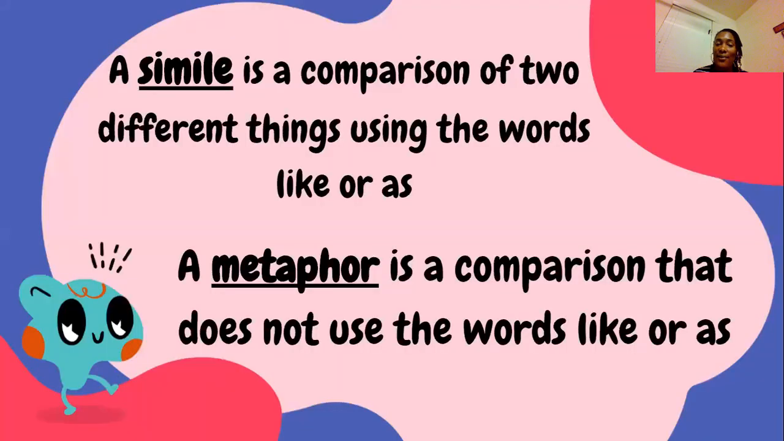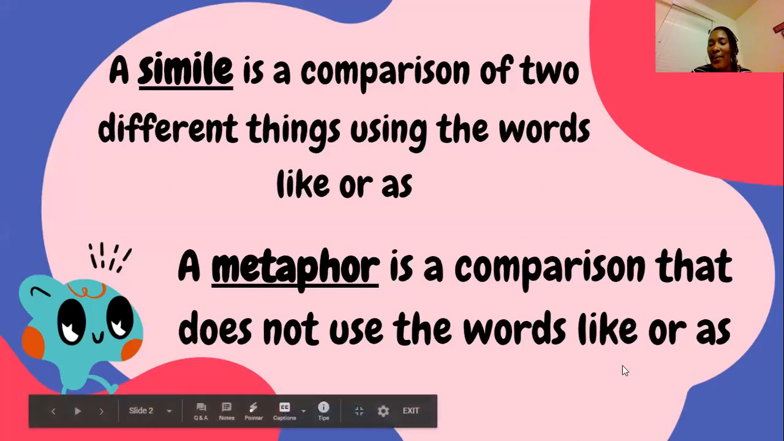Now, I want to go into the definition of a simile and metaphor. Some of you probably remember that word from previous grade levels. So a simile is a comparison of two different things using the words like or as, and a metaphor is a comparison that does not use the words like or as. And I think I can show you in a way that you can remember that's kind of fun.